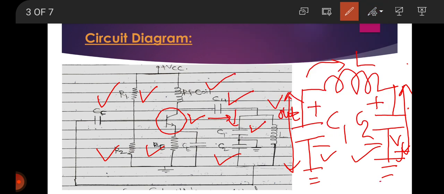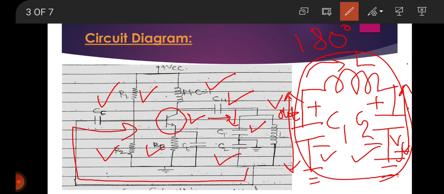Therefore, this tank circuit produces a phase shift of 180 degrees, and this is fed back to the transistor amplifier. And as we know, this transistor amplifier produces a phase shift of 180 degrees. Therefore, the total phase shift of the loop is 360 degrees. That means the Barkhausen criterion condition is achieved. That means positive feedback is achieved.